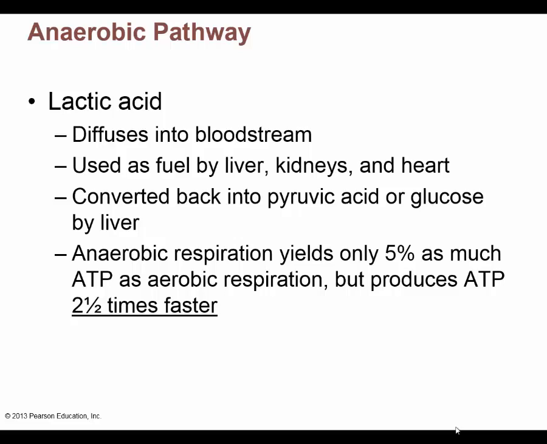Now, my little note with anaerobic respiration, it only yields about 5% as much ATP as aerobic respiration. So if you remember, back when we did cellular respiration, how many ATP does glycolysis give you? 2. How many ATP does the Krebs cycle with the electron transport chain give? Yeah, 30, 32, 36, whatever, somewhere around 30. So anaerobic glycolysis only gives you about 5% of the ATP compared to what aerobic respiration can do.